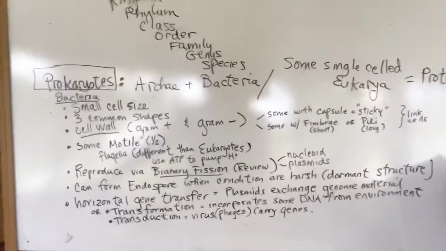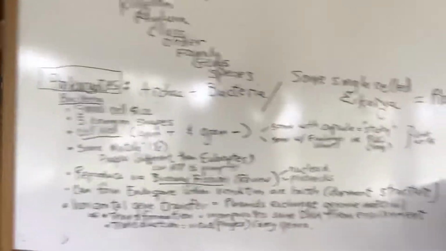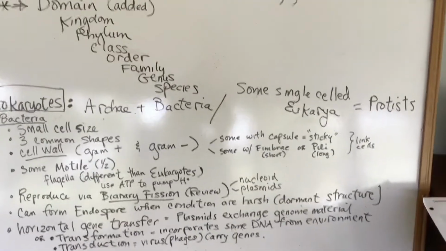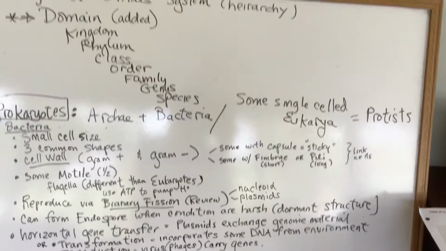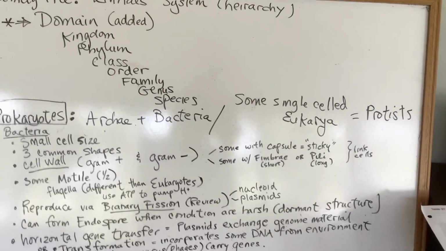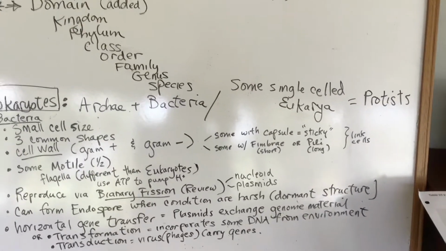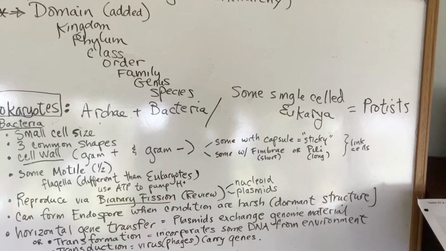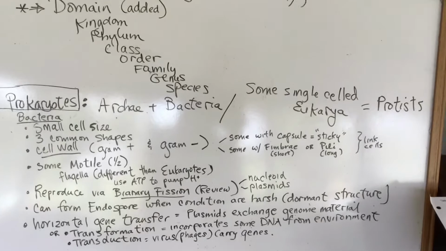They can also form something called an endospore. An endospore is formed when conditions are super harsh. And this is basically a dormant structure that allows it to stay in a dormant state, and it can be up to a century, so a fairly long period of time.